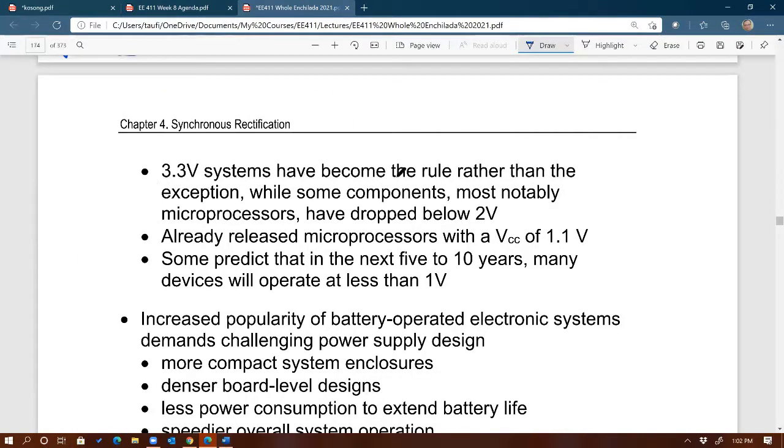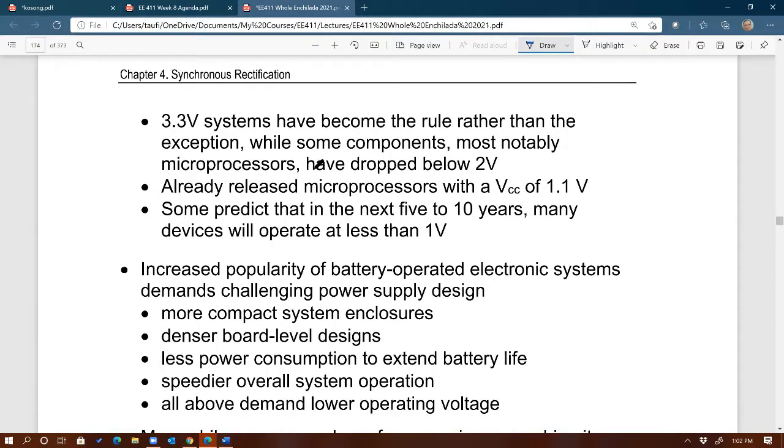3.3 volt systems have become the rule rather than the exception. Some components, most notably microprocessors, have dropped below 2 volts. A lot of microprocessors nowadays are running at 1.5 volts, 2.5 volts, instead of 5 volts. Some predict that in the next 5 to 10 years, many devices will operate at less than 1 volt. Can you imagine if the load is 1 volt or less than 1 volt? Then the diode drop becomes a real problem.